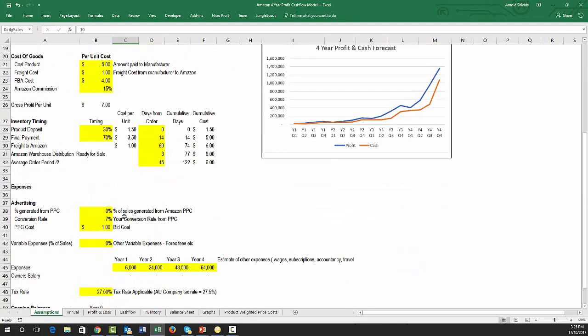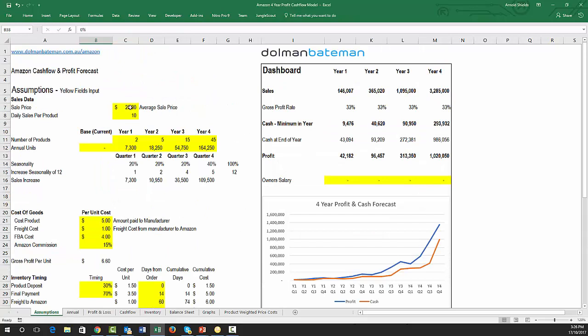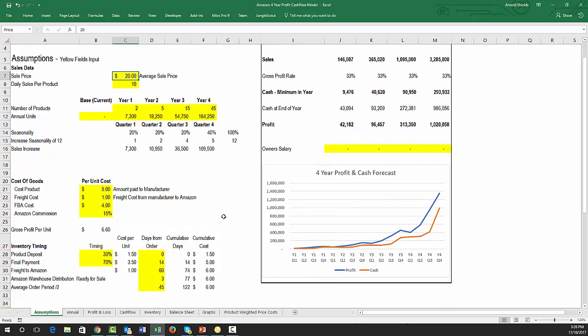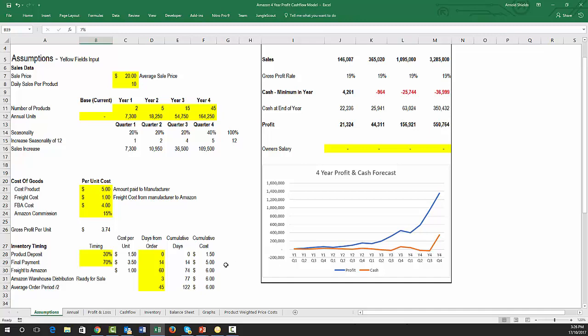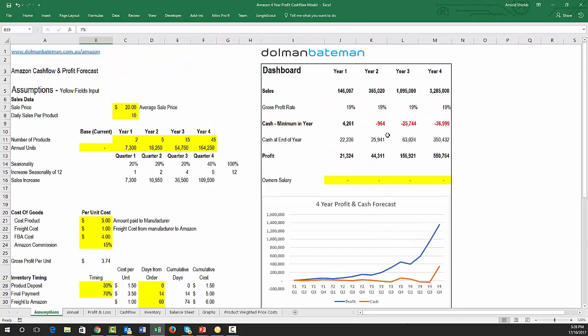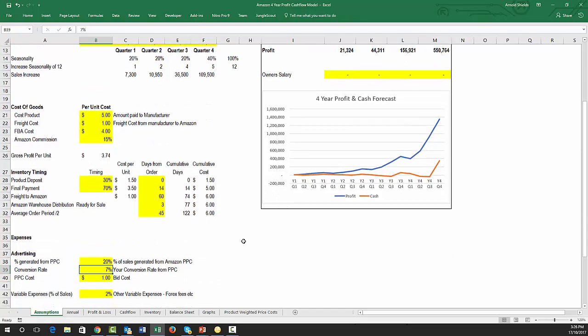So let's look at another example. In this quick example, we'll change the variable expenses to 1%. Let's put it back to 2%. And we've got selling at $20. But we're having trouble getting ranked, and we really need to spend 20% of our sales on PPC. And you can see here, we've got a problem. Your gross profit rate's falling to 19%, and basically you haven't got any money.